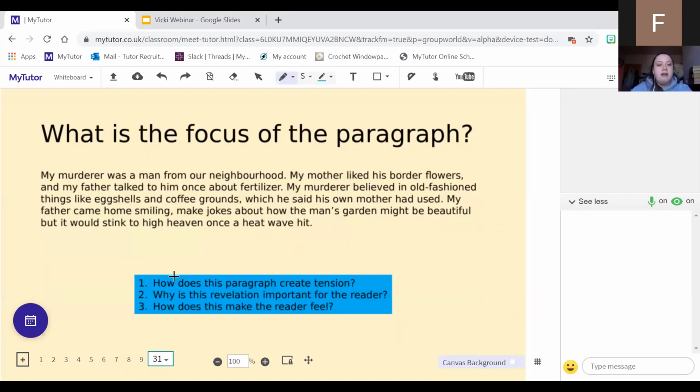Right, fourth paragraph. My murderer was a man from our neighbourhood. My mother liked his border flowers and my father talked to him once about fertiliser. My murderer believed in old-fashioned things like eggshells and coffee grounds, which he said his own mother had used. My father came home smiling, making jokes about how the man's garden might be beautiful, but it would stink to high heaven once the heat wave hit. So, what's the focus? How does the paragraph create tension? Why is this revelation important to the reader, and how does this make the reader feel?